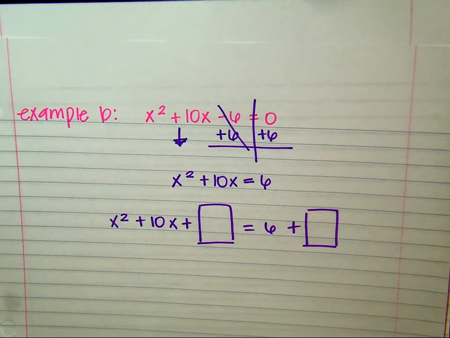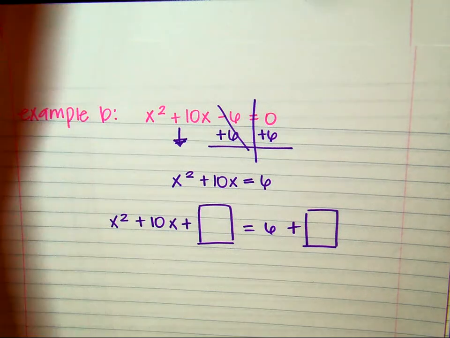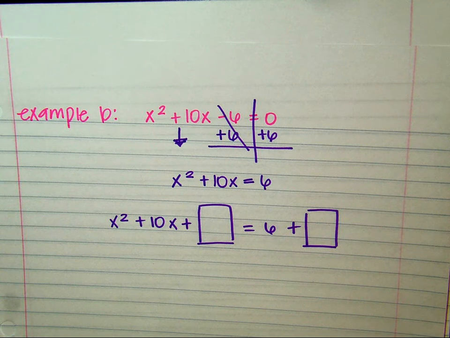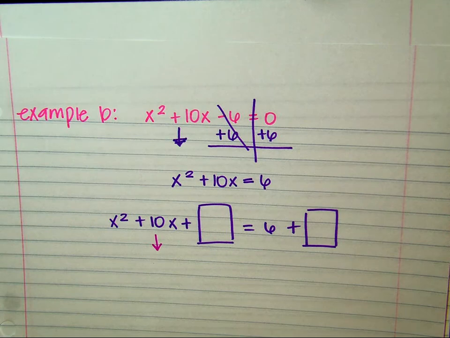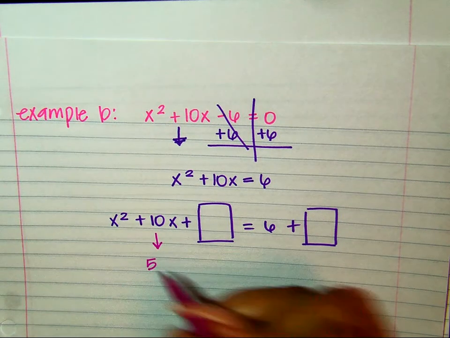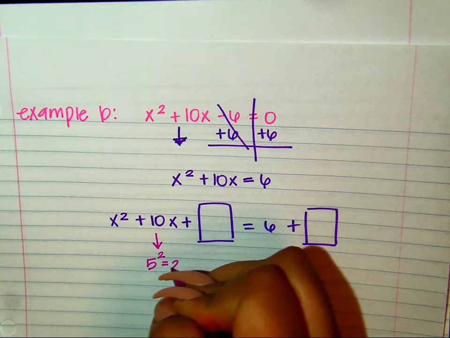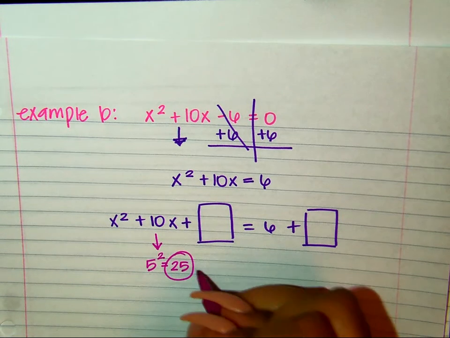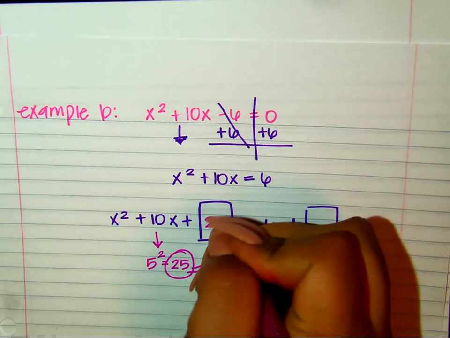Alright, so when I add my empty boxes, I now move on to taking half of b. Half of b is what, you guys? Oh, yes, that's correct. You got it. Half of b is going to be 5 because half of 10 is 5. So we take half of 10 and then we have to square it. So 5 squared equals 25, and now we know that 25 is going to go here and it's going to go there. Okay?